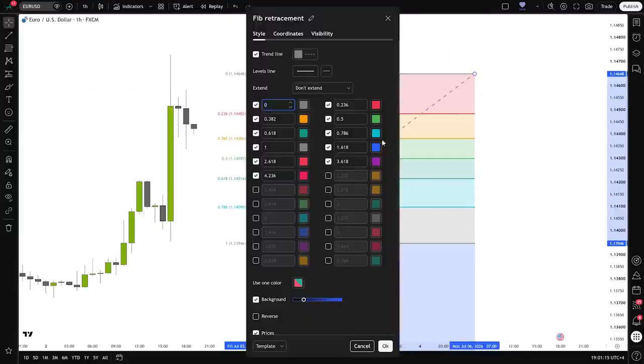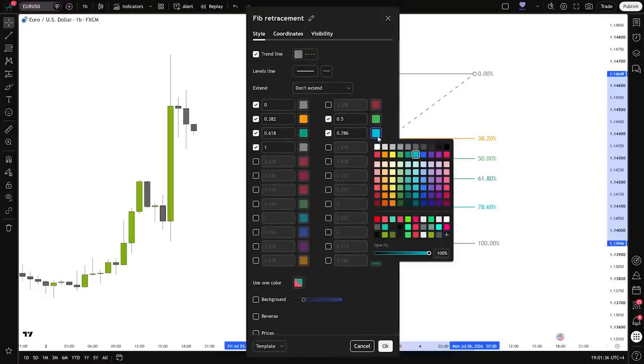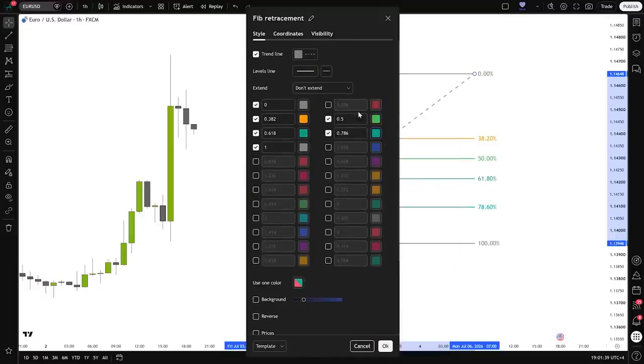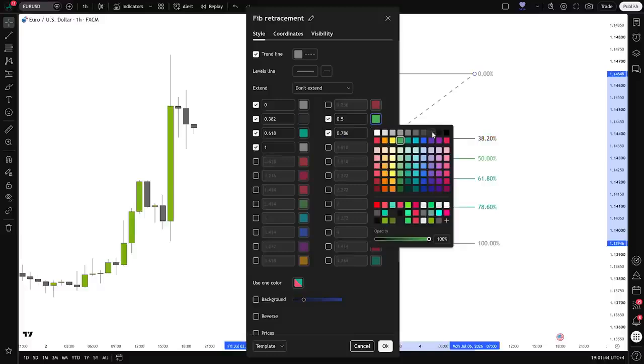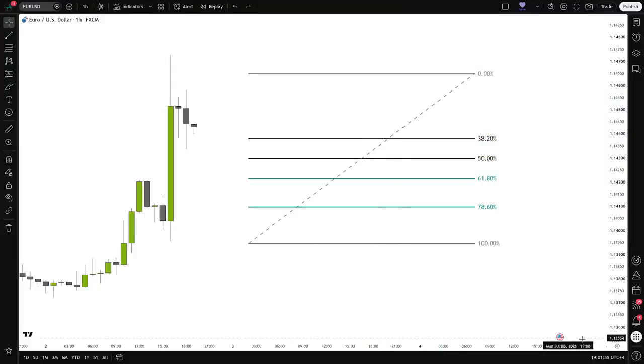Now, let's change the appearance to make it more effective to use. Double-click on it to open the Settings tab. Remove the levels that go beyond 1, as well as the 23.6% level, because we don't use them in our trading strategies. Give the 78.6% and 61.8% levels a green color as a reminder that these are the most important levels we will constantly use in our trading, and set the rest of the levels to black.